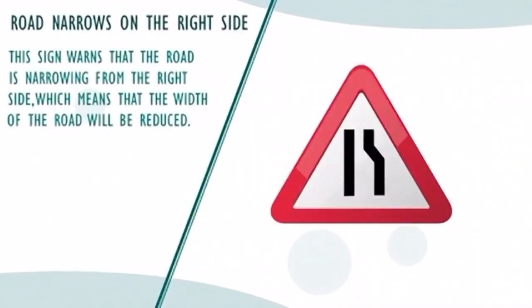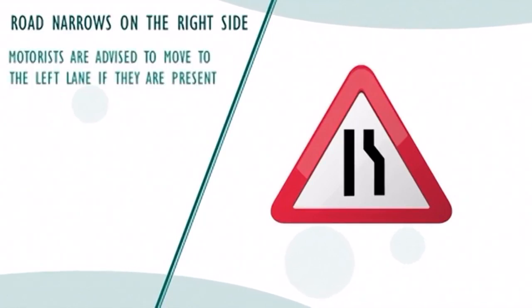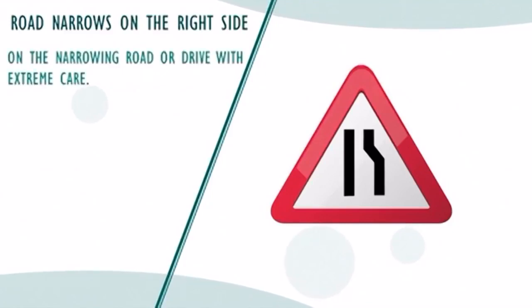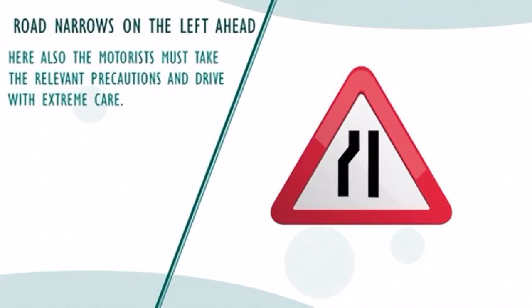This sign warns that the road is narrowing from the right side, which means that the width of the road will be reduced. It is found on roads where the road shoulder or the pavement is reduced. Motorists are advised to move to the left lane if they are present on the narrowing road or drive with extreme care. Here also the motorists must take the relevant precautions and drive with extreme care.